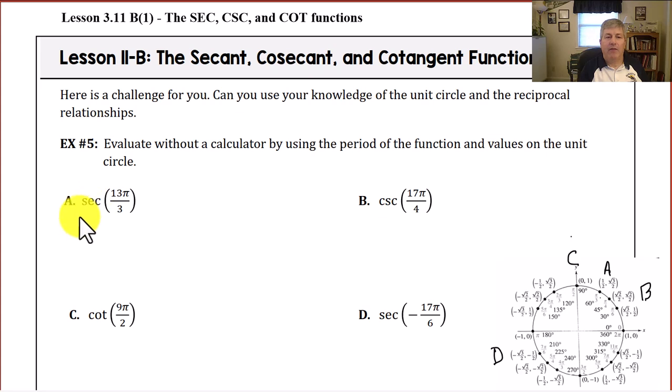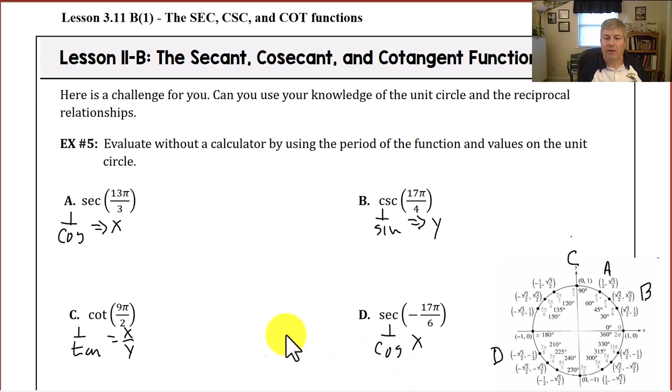So in A, we have a secant function, which is the reciprocal of cosine. So we know that this is 1 over cosine, so we should be thinking x. For the cosecant, that's the reciprocal of sine, so this one we're thinking y. Cotangent is the reciprocal of tangent, so we should be thinking x over y instead of y over x. And here again for D, we have the secant, which is 1 over the cosine, so we're thinking x.